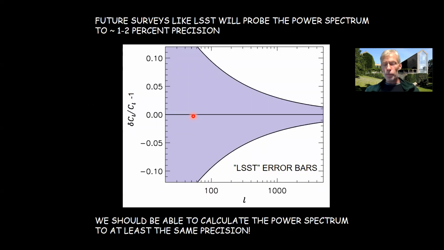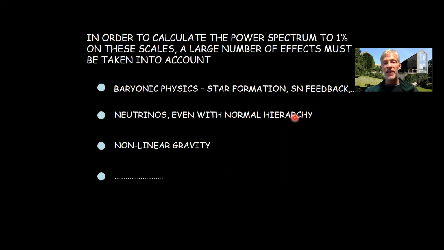Now, if we want to really get the most out of these data sets, we should be able to control systematics, for example, for weak lensing measurements out here at high L at the percent level. That means understanding, for example, the matter power spectrum, or rather the clustering of matter at the same level of precision, even on small scales. And that's a very daunting task. It's extremely difficult. Of course, the main difficulty remains the baryonic component, star formation, supernova feedback, all these things that are still not completely understood.